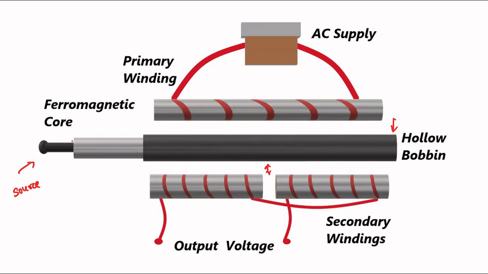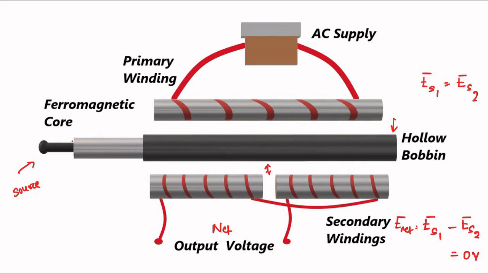So the net output, which is one secondary winding minus the other secondary winding, is equal to 0 volt. Why? Because as the degree of coupling with each of these secondary windings is the same, each of these secondary windings will have the same voltage output, equal in magnitude but opposite in direction. That's why the net output voltage is equal to 0 volt.